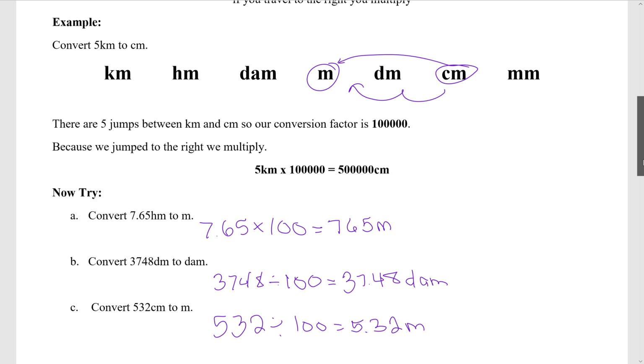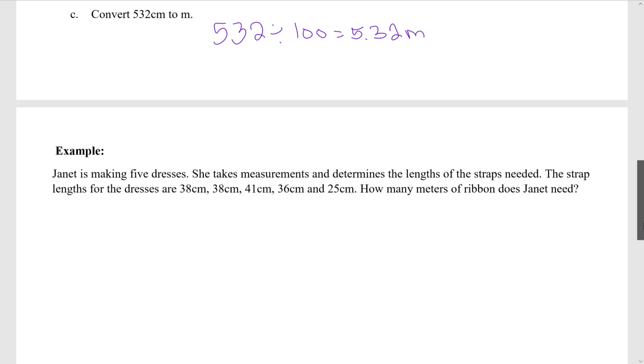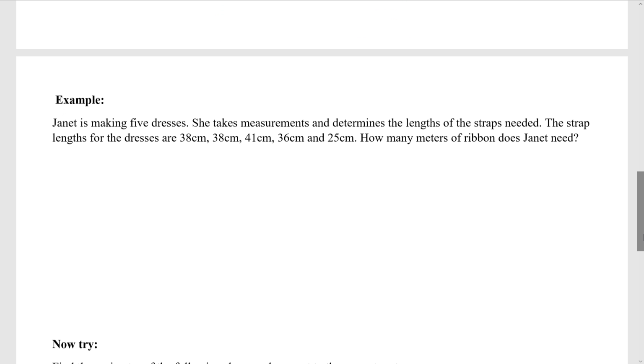So let's see an example of that. Janet is making 5 dresses. She takes measurements and determines the length of the straps needed. The strap lengths for the dresses are 38 centimeters, 38 centimeters, 41 centimeters, 36 centimeters, and 25 centimeters. How many meters of ribbon does Janet need? The first thing we have to realize is that every dress needs 2 straps. So once we add up all of these strap lengths, we're going to have to double that.